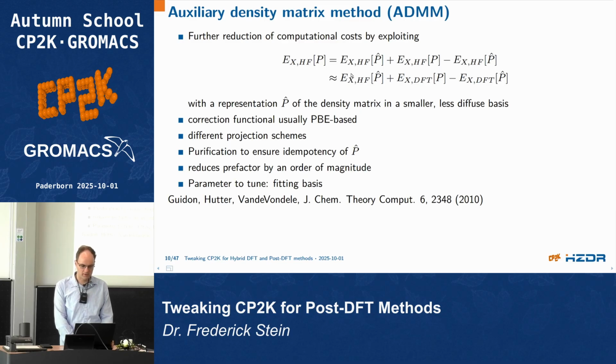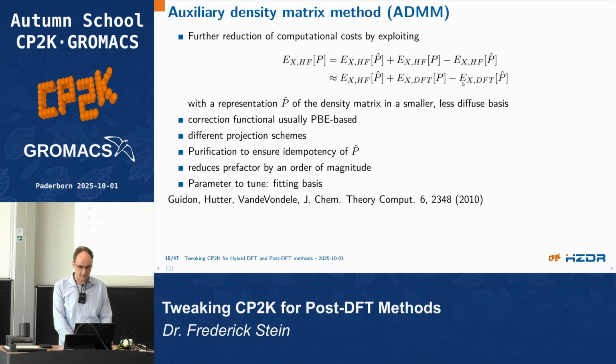This approximation is based on this expansion here. Basically, this is the Hartree-Fock energy with the original density matrix. We add and subtract the exchange energy calculated from another, usually a smaller, density matrix. And now we basically approximate this difference between these two exchange energies with DFT. In that way, the calculation of the Hartree-Fock term becomes much cheaper, and DFT is usually accurate enough to properly account for this difference of the density matrices.